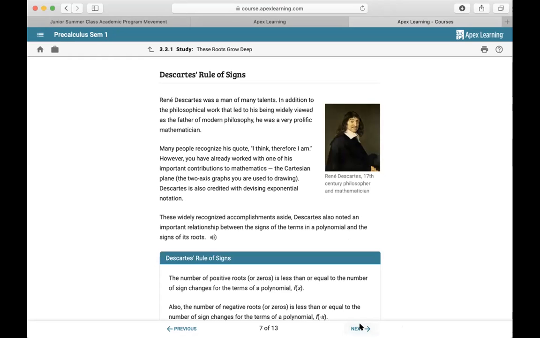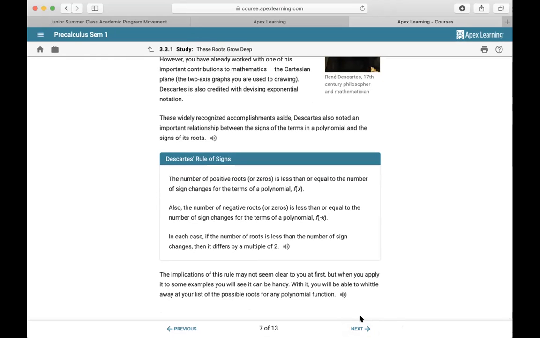All right. So then here we're talking about the rule of signs. Again, being really careful with positive and negative values. And they were developed by this guy named Rene Descartes. And the main rule here is that the number of positive roots is less than or equal to the number of sign changes for the terms of a polynomial. All right.